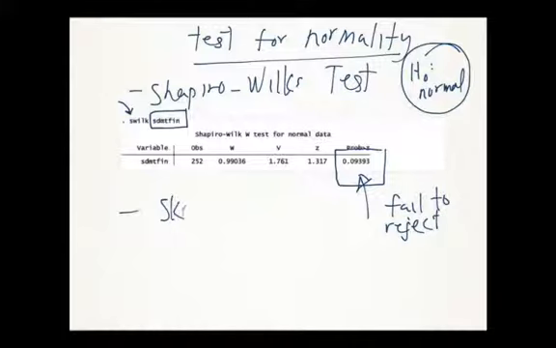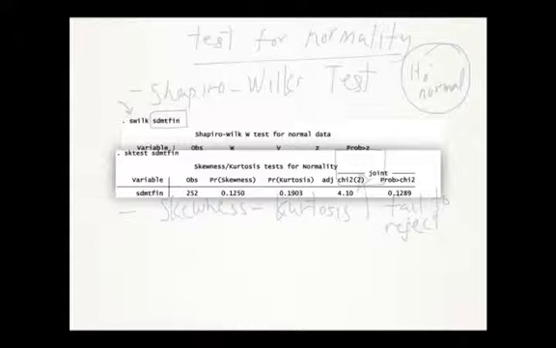Okay, we can also do a skewness kurtosis test. Skewness and kurtosis are measures of whether you have a skewed distribution, as the name implies. So what does that look like in Stata? Here's that one.